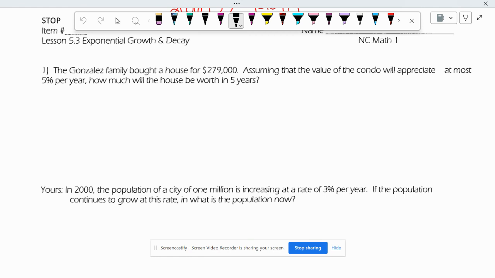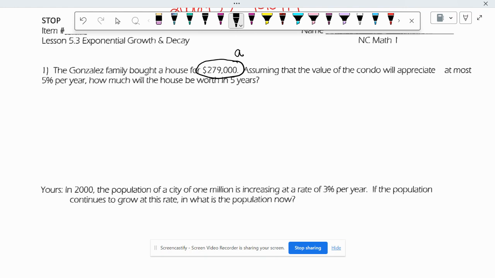And so the questions, the homework are the yours. And I'm going to have you do number 2. I know it's frozen. So this first question, the Gonzalez family bought a house for $279,000. What is that? A. Assuming that the value of the condo will appreciate.